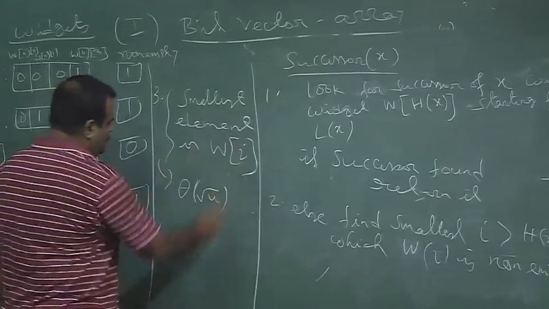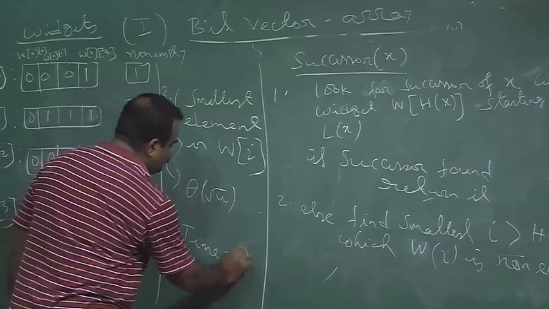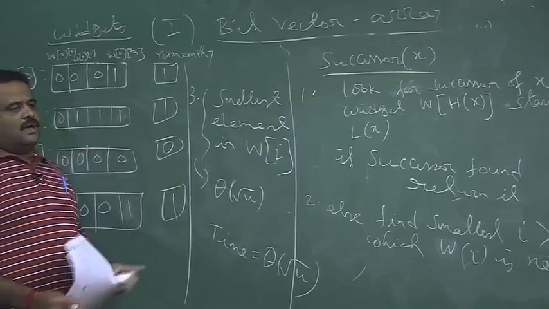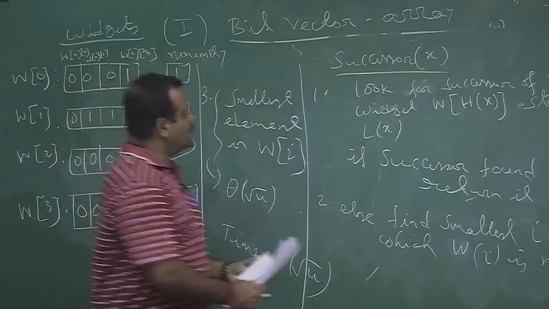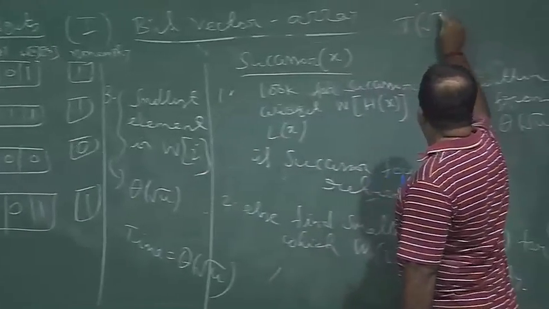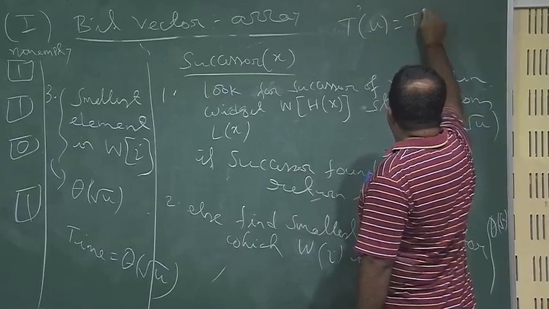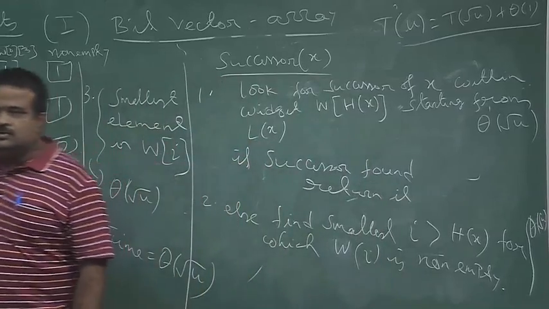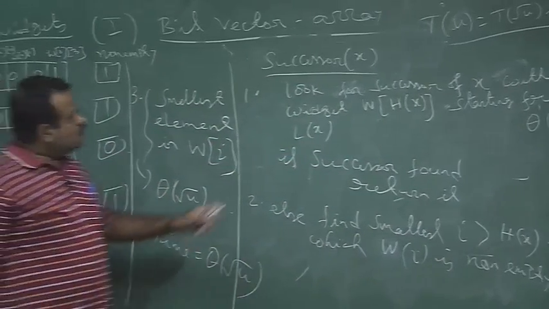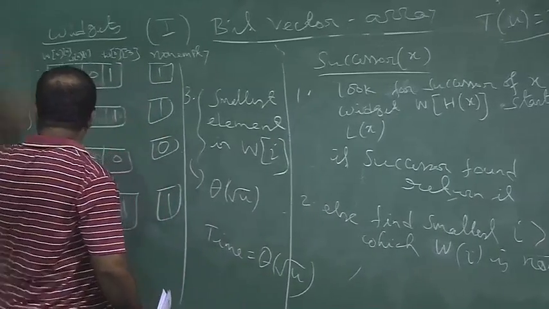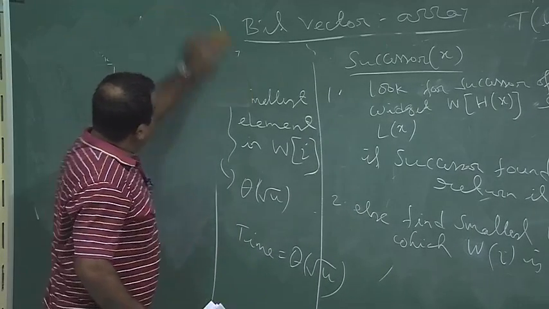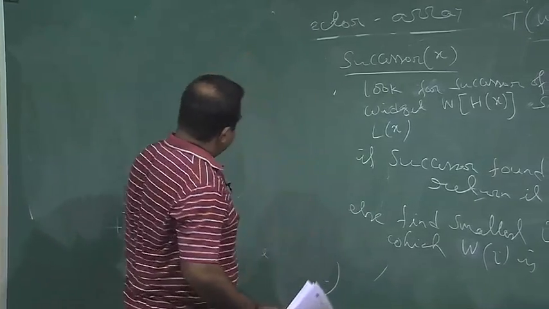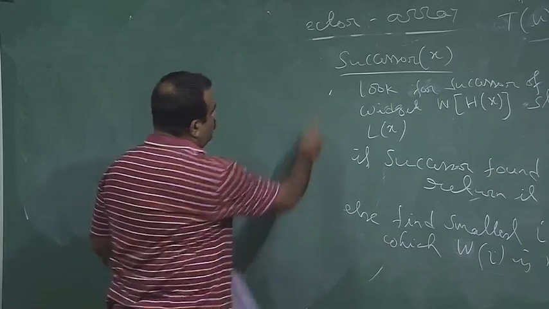Okay. So, this time is basically order of root u, but we want this time to be log u. For that we need to achieve the recurrence T(u) = T(root u) + theta of 1. So, how can we achieve the recurrence? We need to have a recursive call for this algorithm. Can you define a recursive call for this?